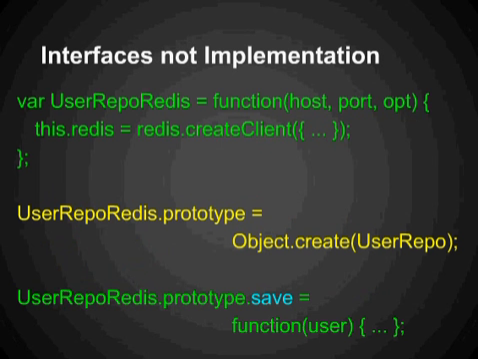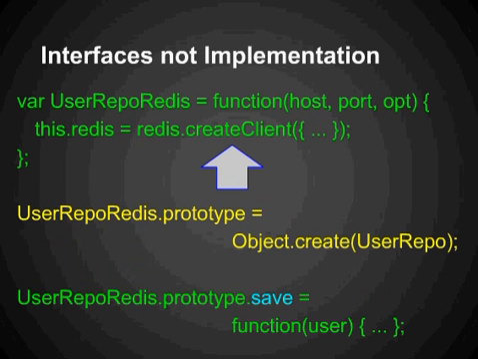So let's look at an actual implementation of that interface. The implementations capture the implementation details. And in this case, the implementation detail is that I'm going to use the Redis data store to actually implement the user repo interface. So how I do it looks like this.